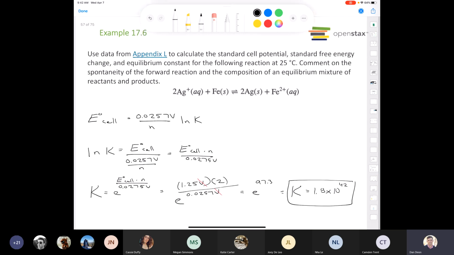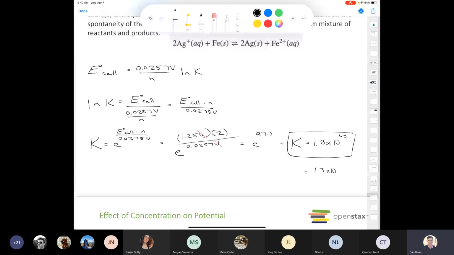I'm trying to find the example in the book here. And when you look at the answer in the book, it says that K is equal to 1.3 times 10 to the power of 42. Since the number is just so gigantic, it's not uncommon for the mantissa to be off by a little bit, okay? Very common for that to happen.